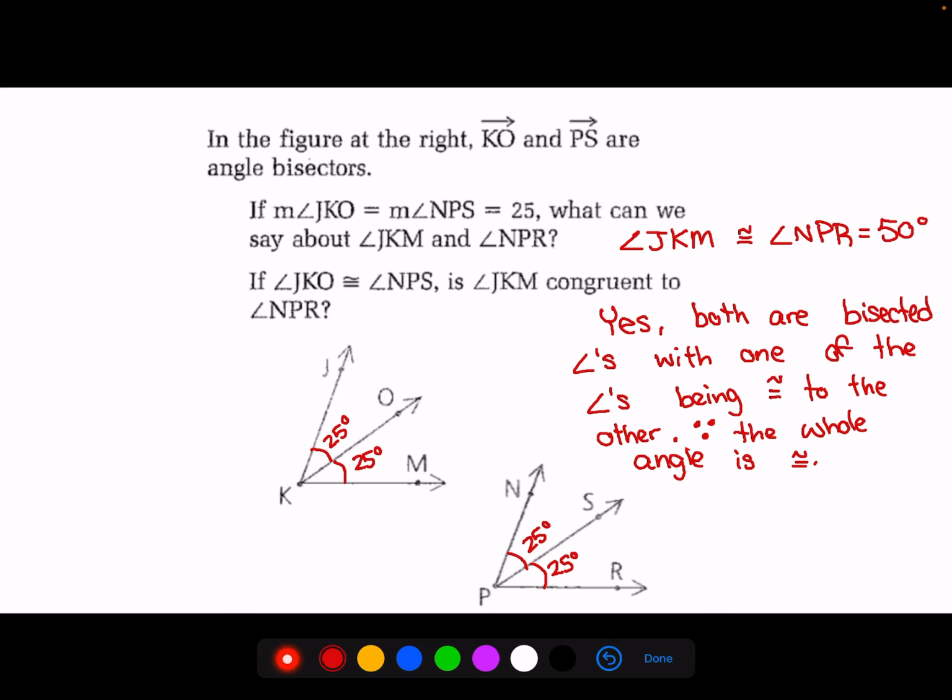And that's our reasoning. If JKO is congruent to NPS, and they're both being bisected angles, the whole thing is being bisected, then the whole angles should be congruent as well.